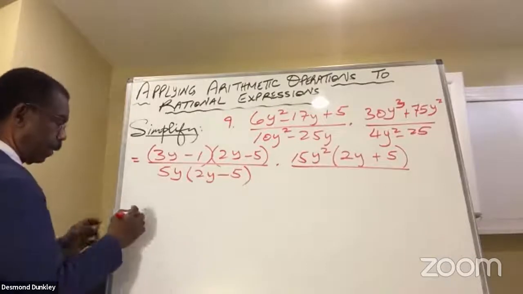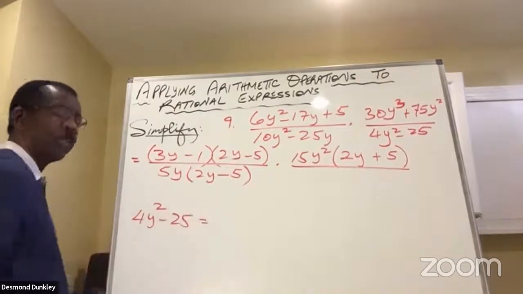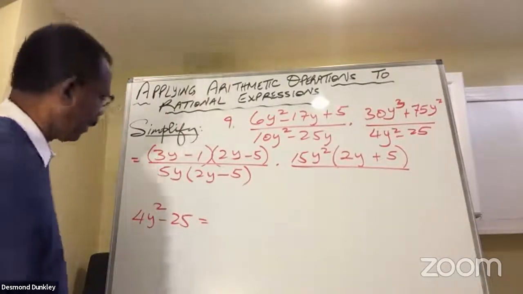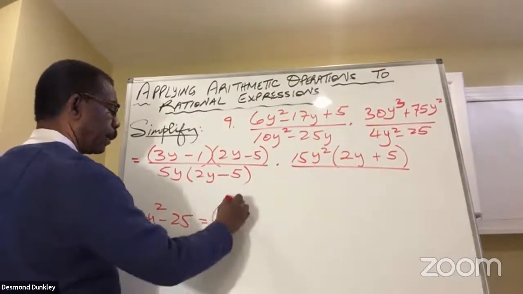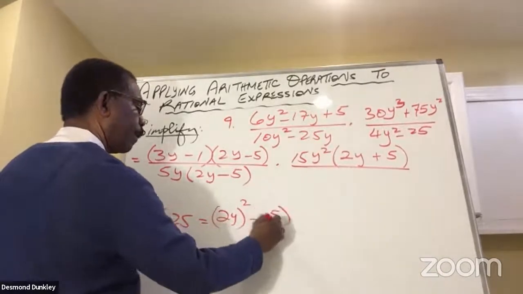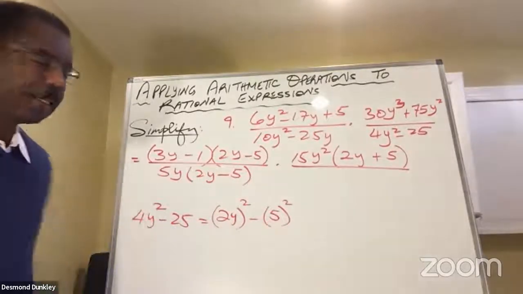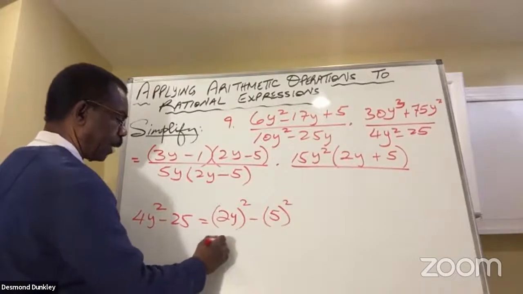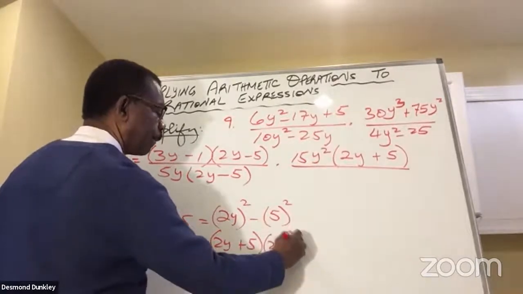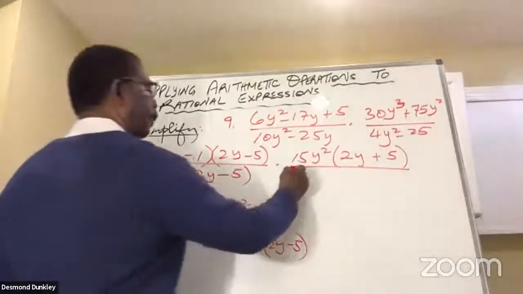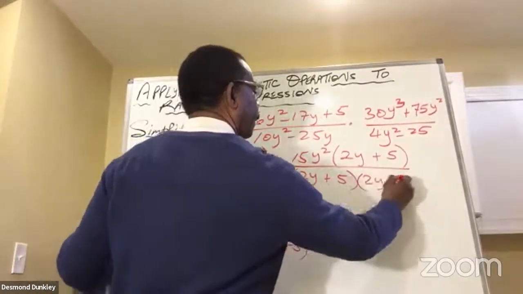sidebar. Let's do a sidebar. 4y squared minus 25. This one, they will do a cheap one on you to try and trick you. This is a perfect square. This is a perfect square. It's actually 2y squared minus 5 squared. So it's a difference of squares. If you realize that, you realize it's going to be equal to 2y plus 5 times 2y minus 5.